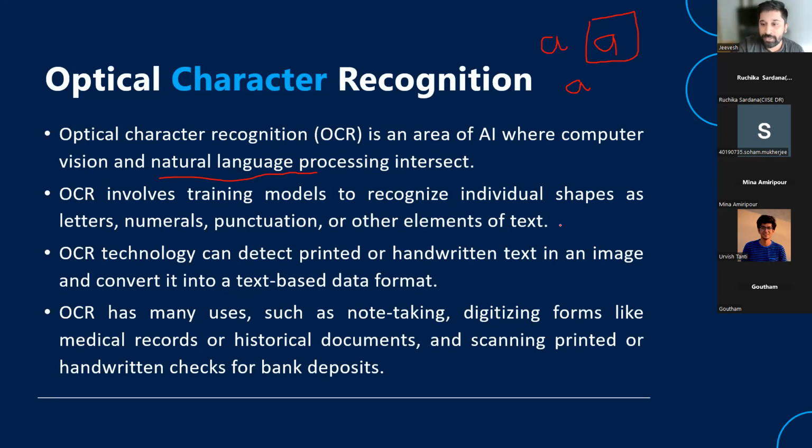Technically, what I'm drawing over here is the shape, right? We understand it as a character because we understand English, but the computer does not understand it. So you have to give in data, and it is going to tag individual shapes with characters. OCR technology can detect printed or handwritten text in an image and convert it into a text-based data format.